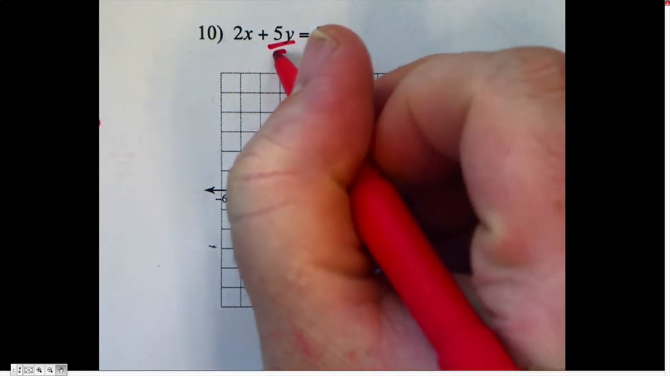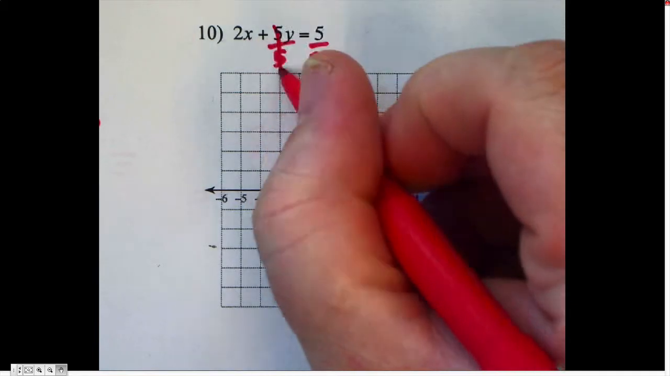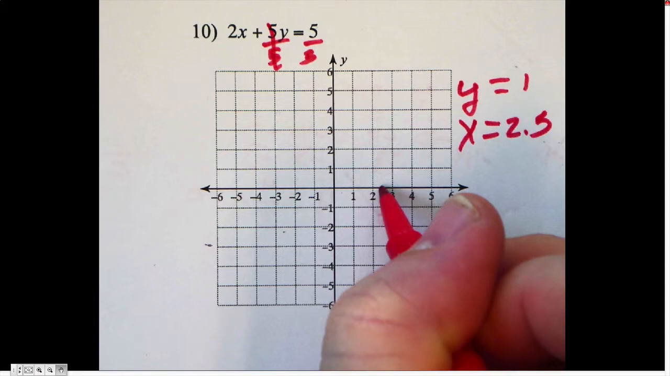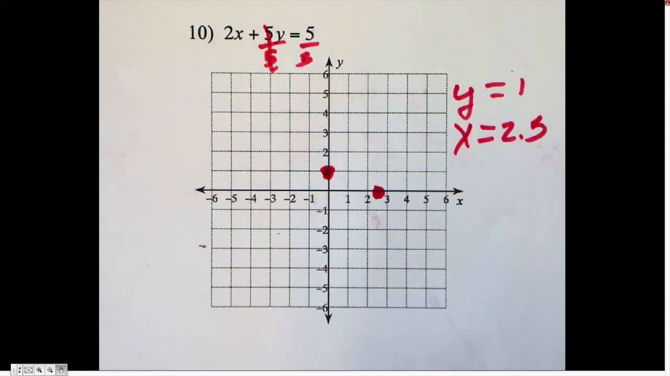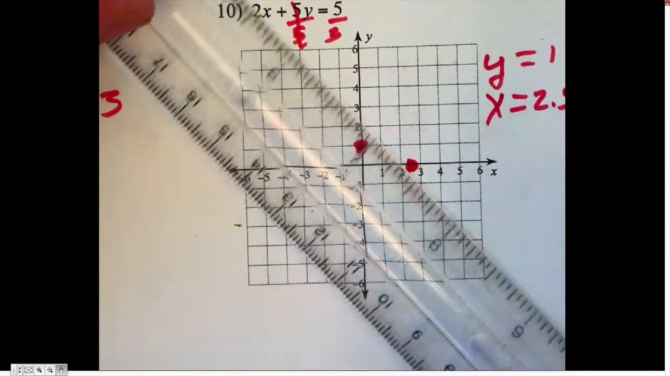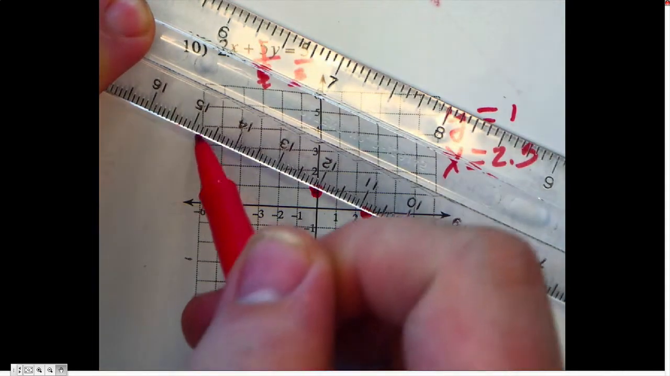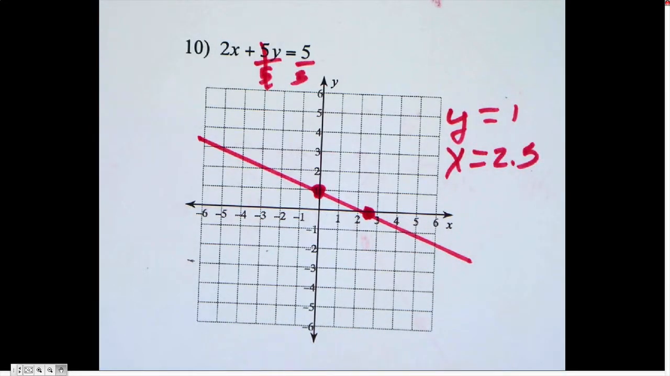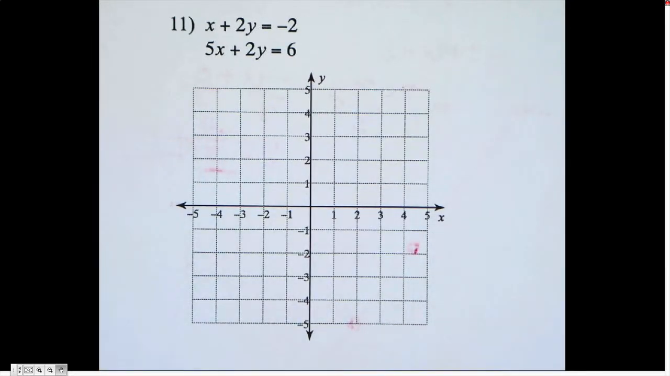Because if we divide by 5, those go away, and y equals 5 divided by 5, which is 1. So x is 2.5, y is 1, and we have our line.